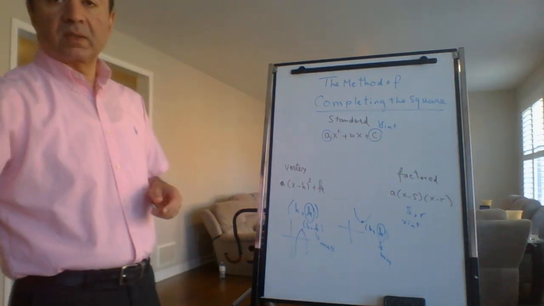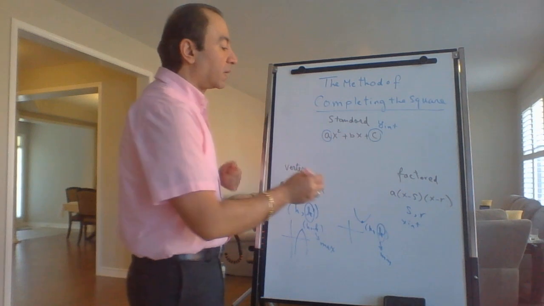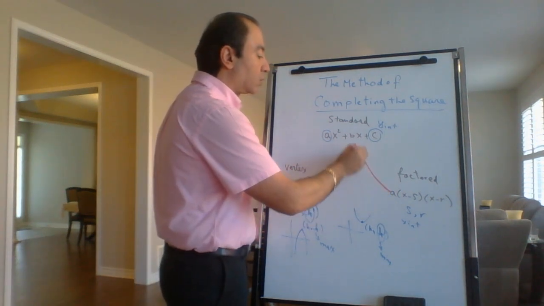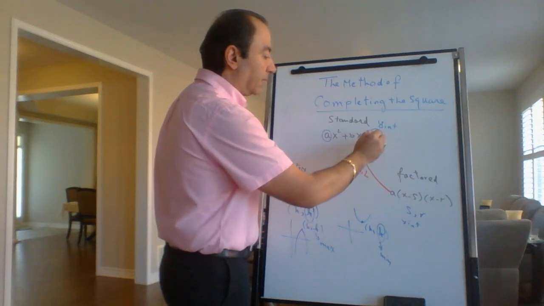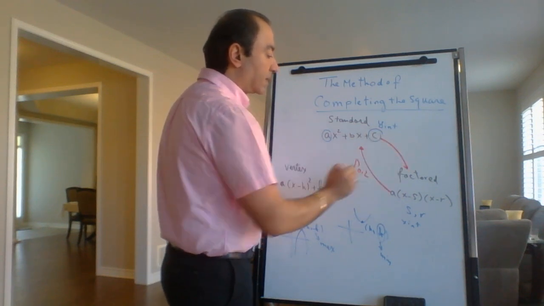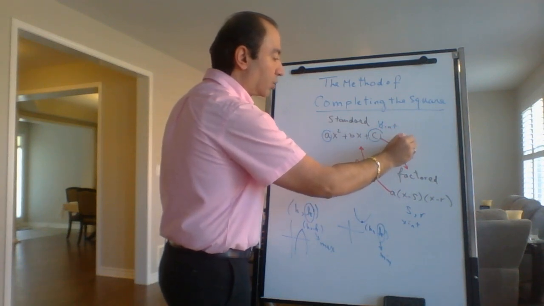It is very important to know how to switch from one form to the other. We learned that if we have factored form and we want to go to standard, we use the FOIL method. And if we want to go from standard to factored, we use factoring, the chart.